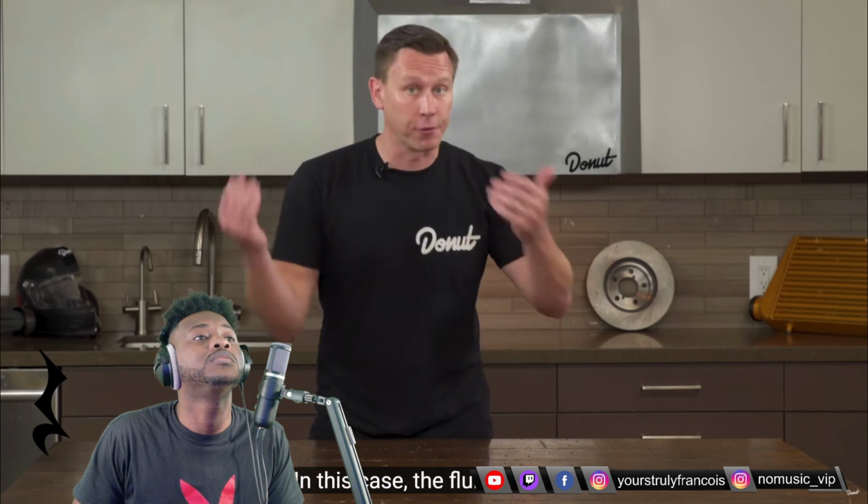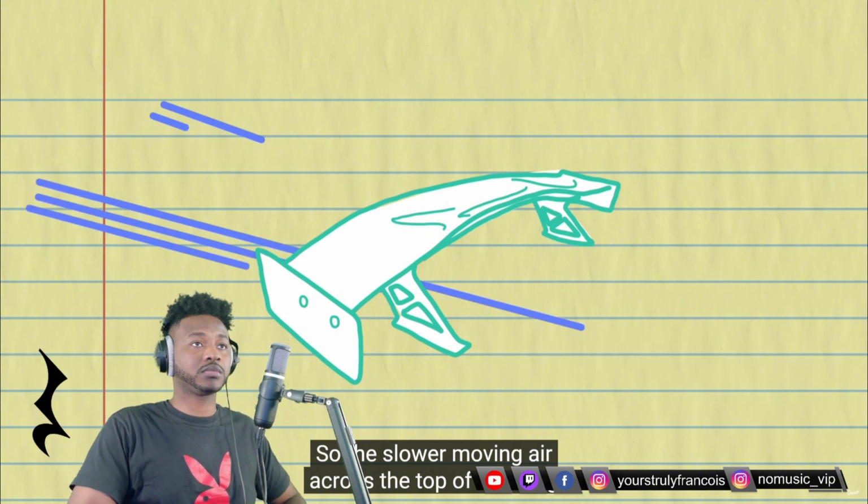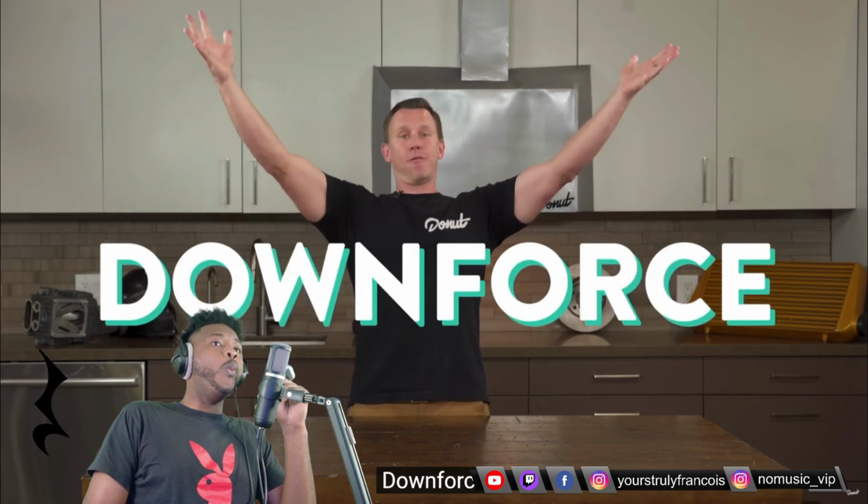In this case, the fluid's the air, so the slower moving air across the top of the wing exerts more pressure than the faster moving air underneath, resulting in downforce.